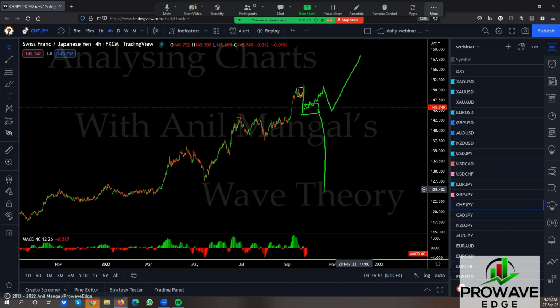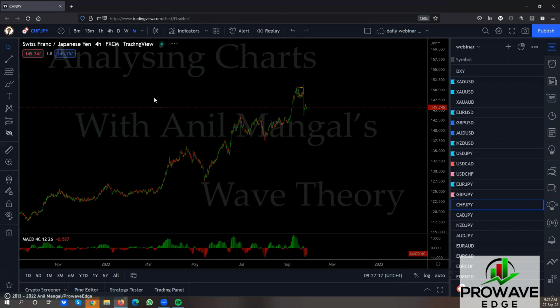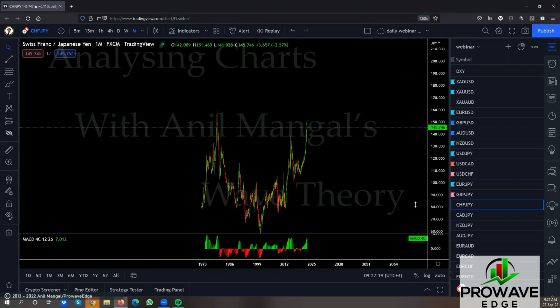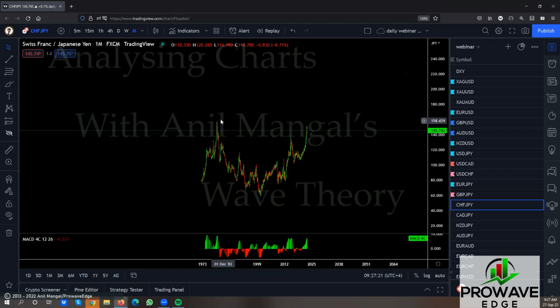So the question is which? Is it going to do 1, 2, 3 and then go something like this? Or is it going to just stay here and then start dropping? Let's see what the bigger picture tells us. Well, we're at the point where it could drop, right? We're at the point here where from this point it could come back to this low, right? It doesn't necessarily have to go back up.